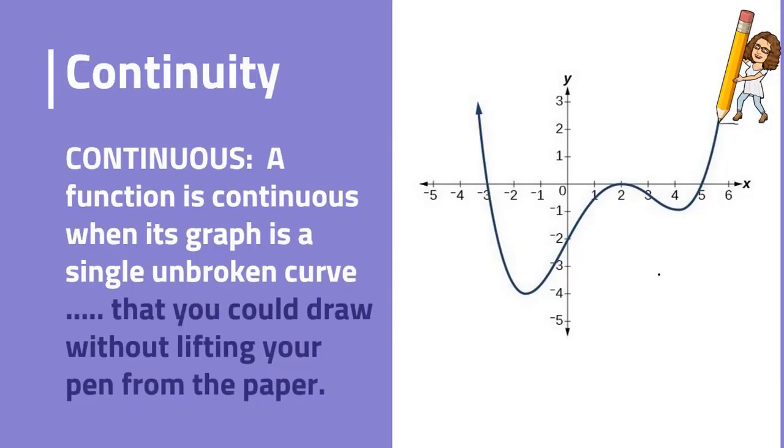Some other information that we're going to want to talk about is continuity. Basically, a function is continuous when its graph is a single unbroken curve. In untechnical terms, I could draw it without lifting my pen from my paper. So like this graph right here, if I start over here on the left-hand side, I would be able to draw the entire graph without picking up my pen.